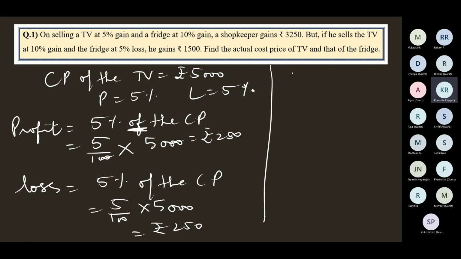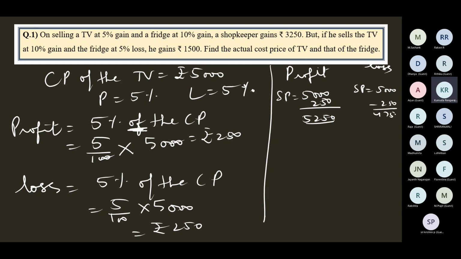But what is the difference? When it's a profit, the selling price is 5,000 plus 250, which is 5,250. But if it is a loss, the selling price is 5,000 minus 250, which is 4,750. That is the difference. The value is the same. When it is 5% profit or 5% loss, the value in terms of rupees is the same. It's 250 rupees only. 250 rupees profit or 250 rupees loss.